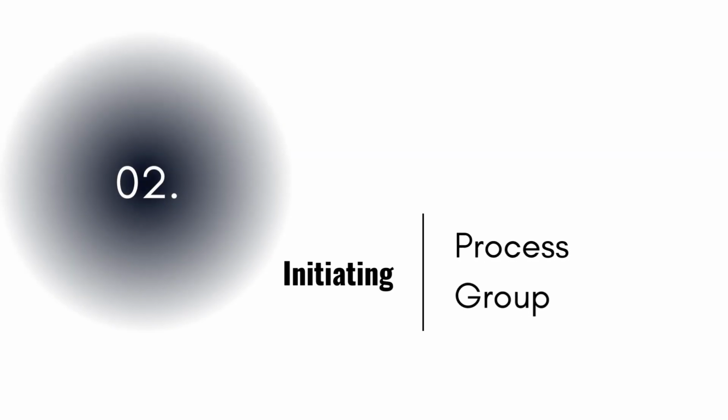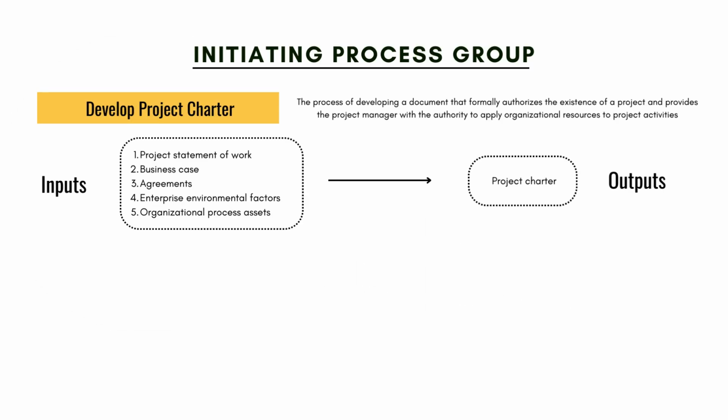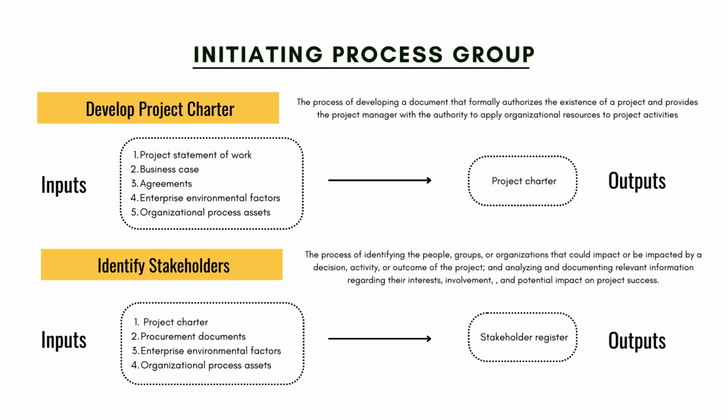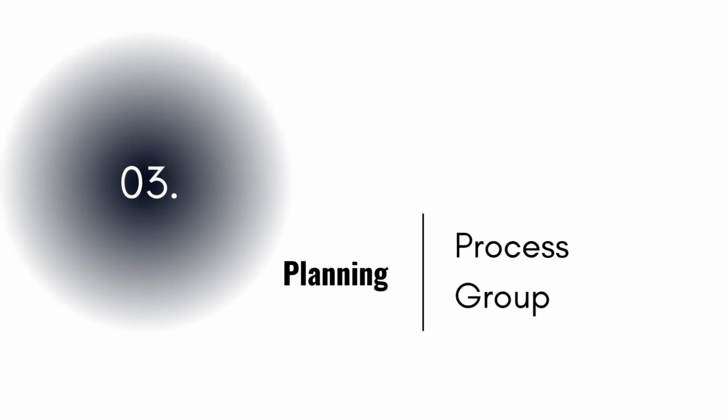And the first process group is initiating. The first step in this group is develop project charter. It is the process of developing a document that formally authorizes the existence of a project. The second step is identify stakeholders. It involves identifying the people, groups, or organizations that could impact or be impacted by a decision or outcome of the project. We come to the second process group, which is planning.